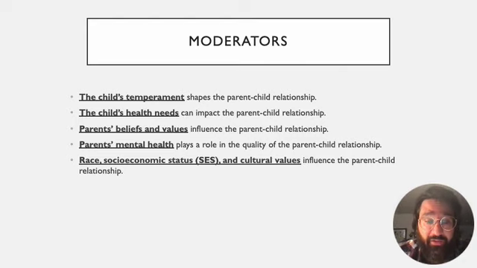Parents' beliefs and values influence the parent-child relationship. Parents' mental health plays a role in the quality of the parent-child relationship. And then all these other things also can influence the parent-child relationship. So all these contextual factors can matter when it comes to the quality of that relationship.